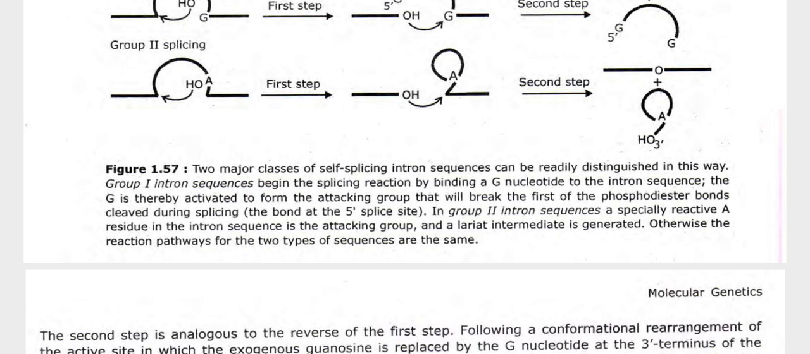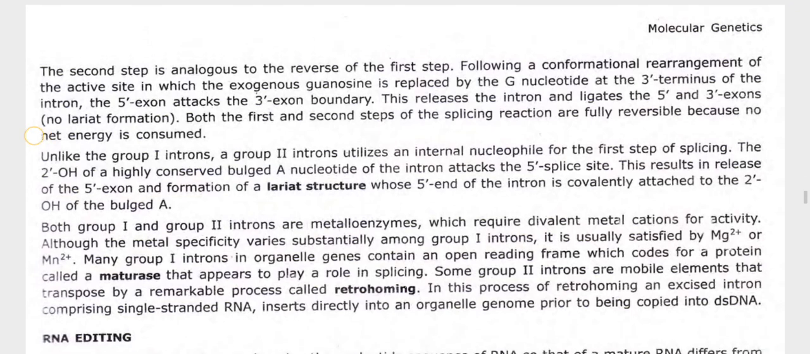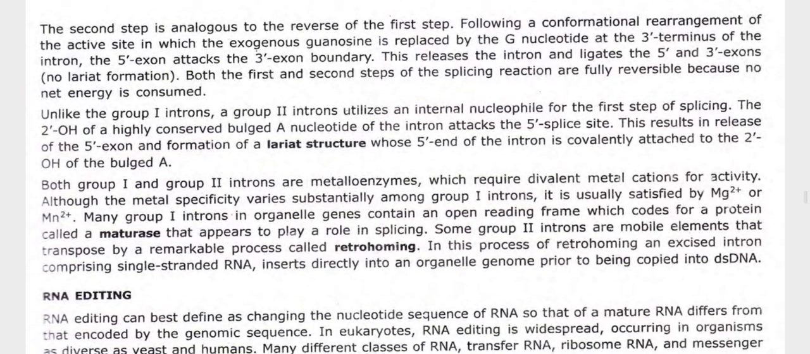Group 1 intron sequences begin the splicing reaction by binding a G nucleotide to the intron sequence. The G is thereby activated to form the attacking group that will break the first of the phosphodiester bonds cleaved during splicing, the bond at the 5' splice site. In group 2 intron sequences, a specifically active A residue in the intron sequence is the attacking group and the lariat intermediate is generated. Otherwise, the reaction pathways for the two types of sequences are the same.